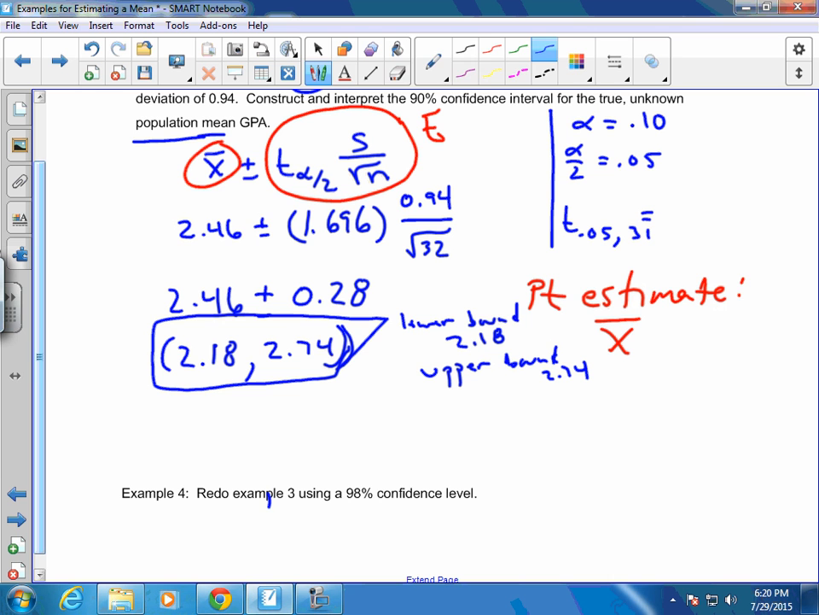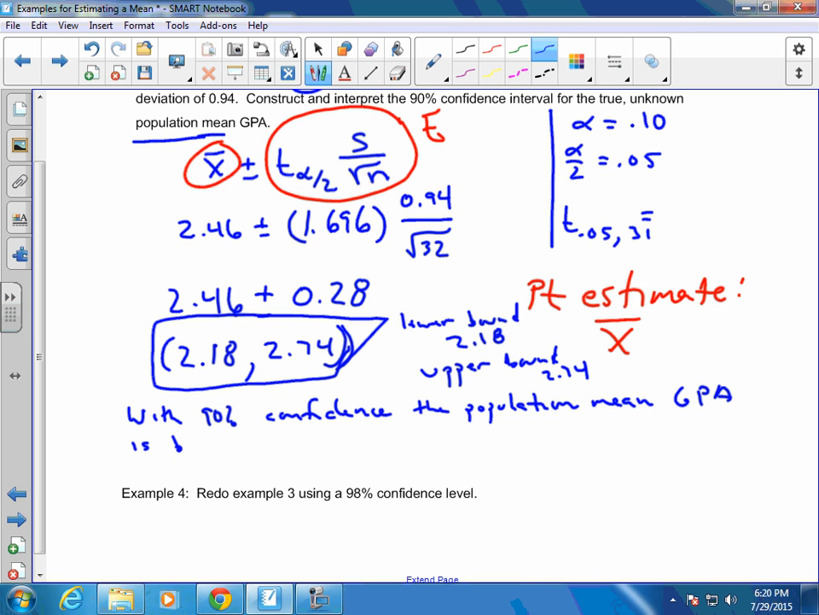So just like with proportions, we're always going to interpret one of these. All right, so our interpretation is going to basically sound the same. We're going to state the confidence level. So with 90% confidence, the population mean GPA is between 2.18 and 2.74. Now, I guess GPA would be in points.